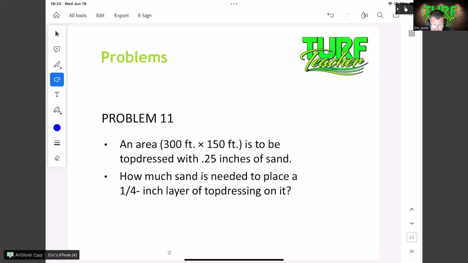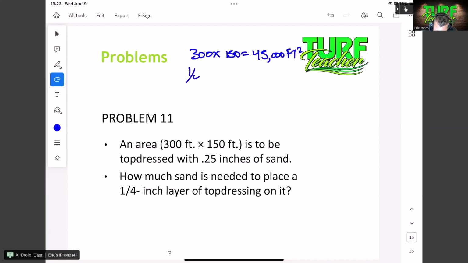Problem 11, an area 300 by 150 is to be top dressed with sand. How much sand is needed to place a 1/4 inch layer of top dressing on it? So the first thing we got to do is get our square feet. 300 times 150 gives us 45,000 feet squared. And we are going to cover it with a 1/4 inch.